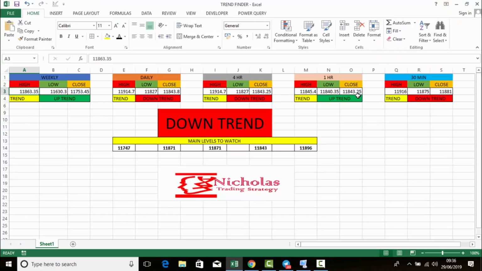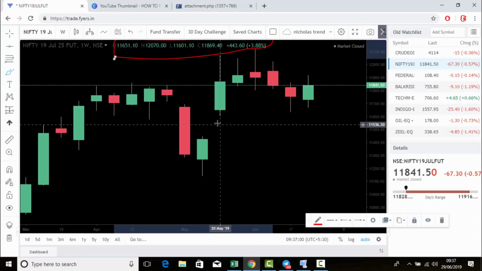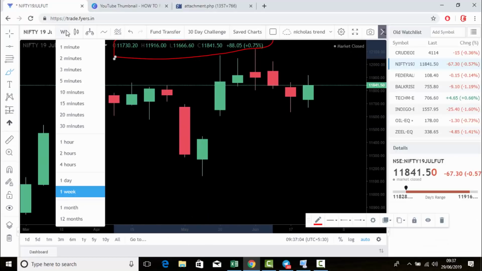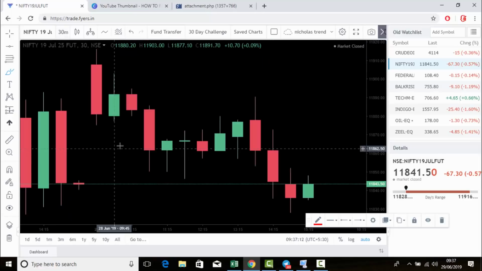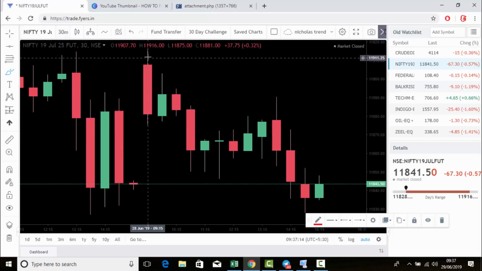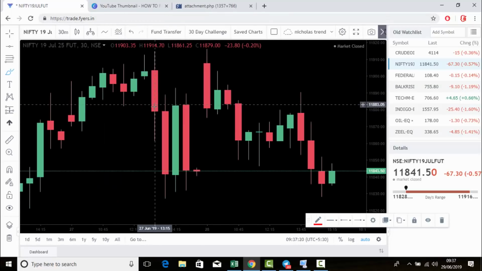Daily, 4 hour, 1 hour, and for 1 hour you can also check the previous day, and 30 minutes after market open. We just check it, and don't do any trading for 30 minutes. That means 9:15 to 9:45. Don't do any trade, just watch the market movement. Okay, this is the 30 minute candle. So 30 minutes also shows a downtrend because it's closed below the 50% of the candle.